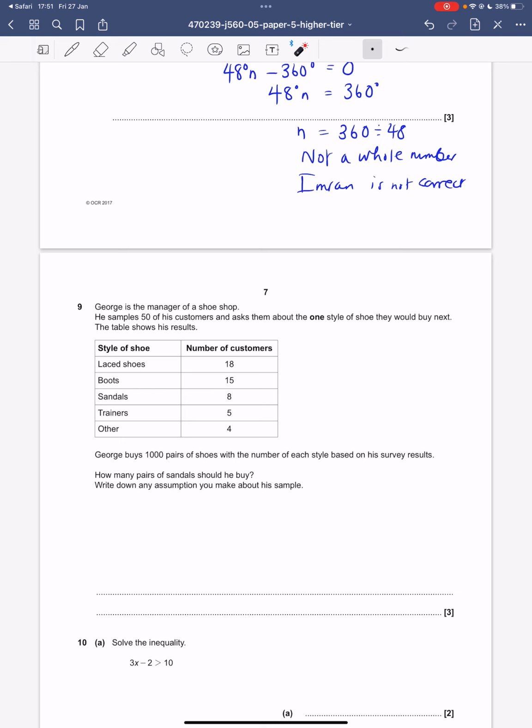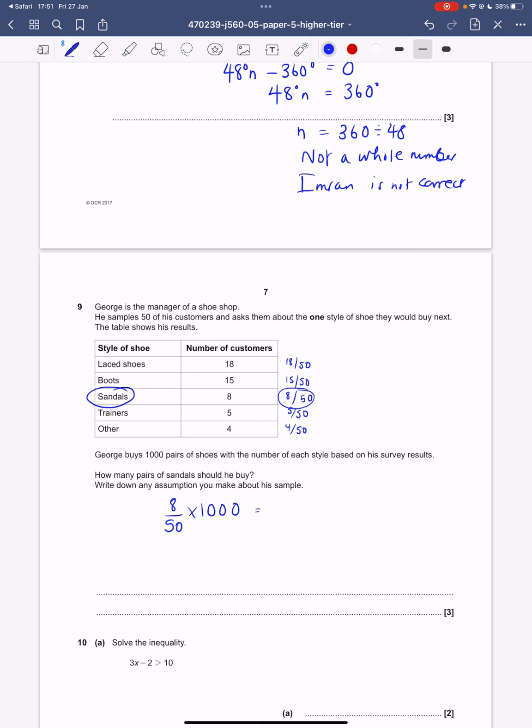Okay. So this is 18 out of 50. This is 15 out of 50. Sandals 8 out of 50. 5 out of 50. 4 out of 50. Okay, so that's the proportion of each, and sandals is what we're interested in. So he actually wants 8. It's got to be that proportion of the 1,000.